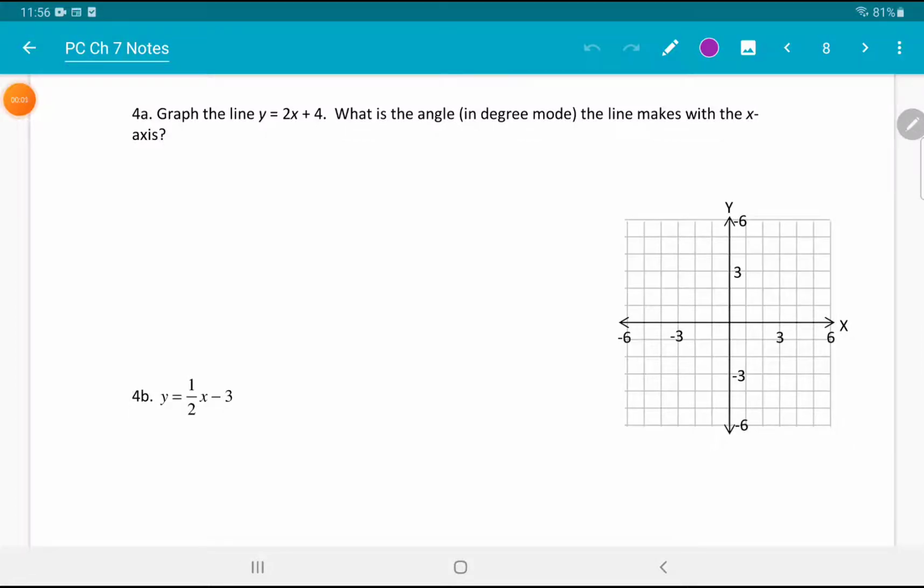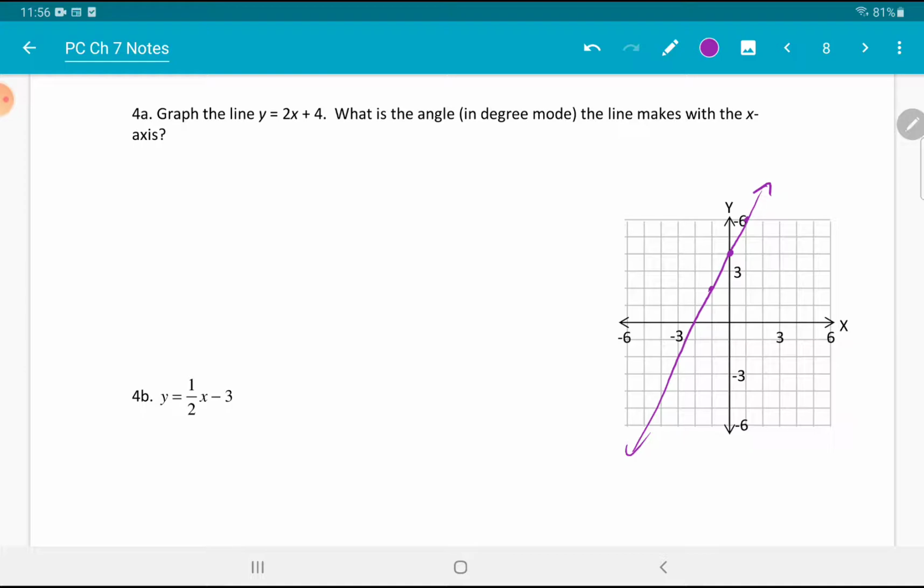Graph the line y equals 2x plus 4. What's the angle in degree mode that the line makes with the x-axis? So if we graph this line, we have a y-intercept at 4, slope of 2, just like that.